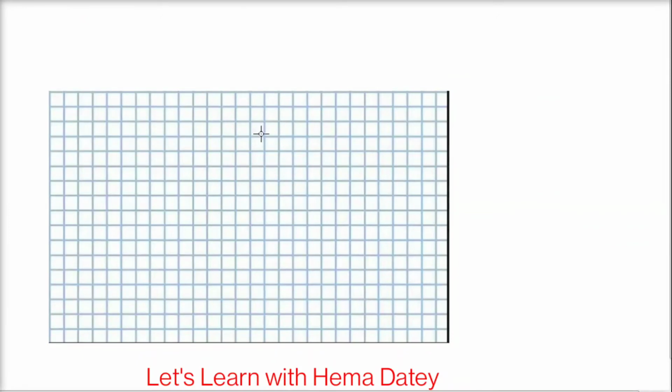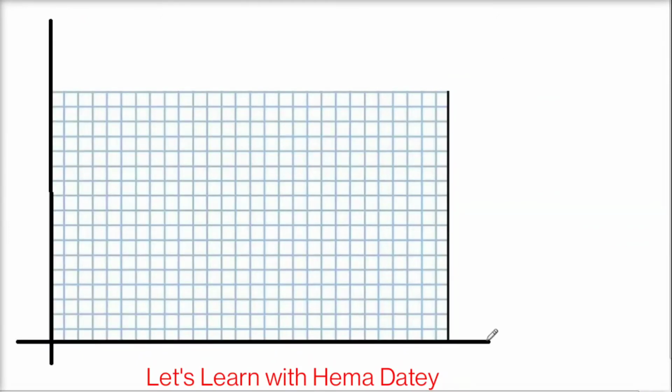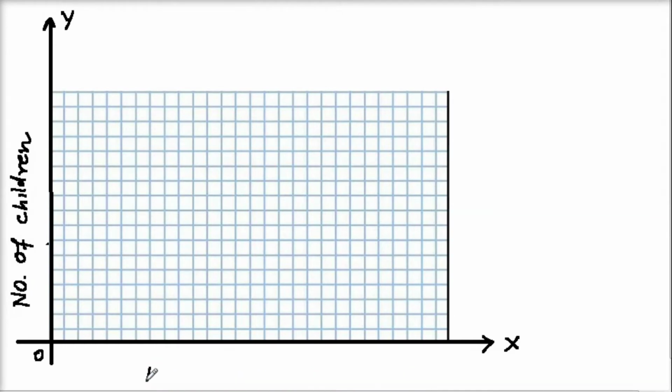Now we'll draw the histogram using the width and length of the rectangle. Here we have a graph paper. The horizontal line is the x-axis and the vertical line is the y-axis, and the intersection point of the x-axis and y-axis is O, the origin. On the y-axis I am writing number of children, and on the x-axis I am taking age in years.